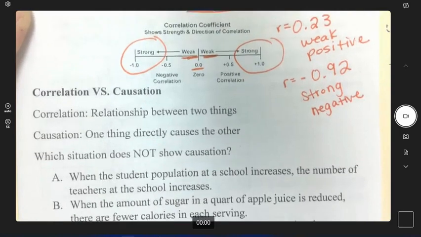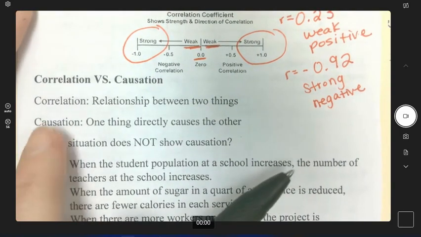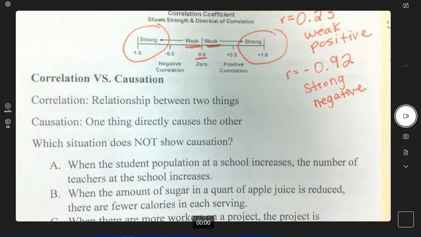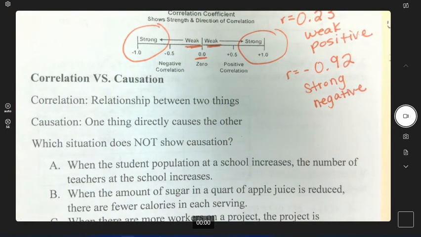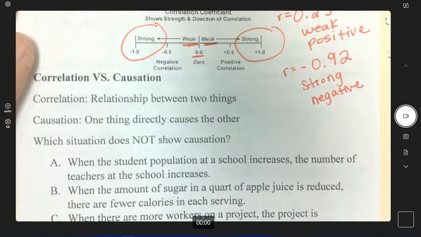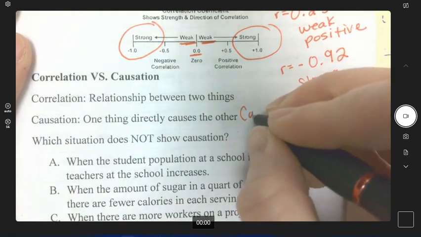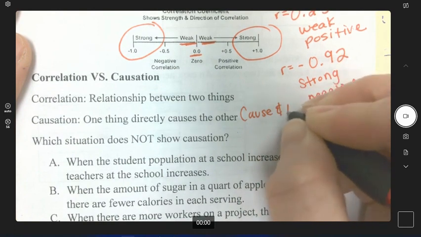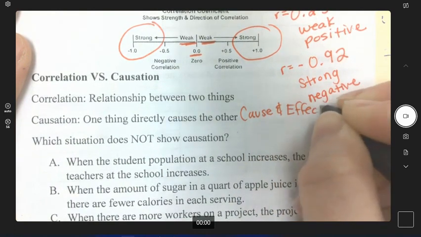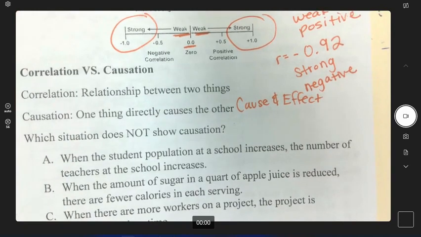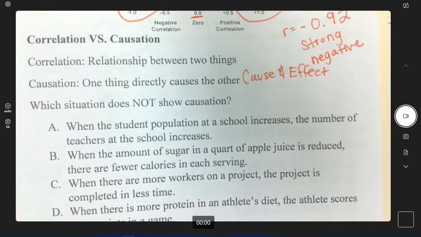Okay, correlation versus causation. So all correlation means is that there's a relationship between two things. Shark bites and ice cream sales. Those are related, but one doesn't cause the other. Causation means one directly causes the other. So that's like a cause and effect. You're looking for the one that kind of makes sense as far as this makes this happen.